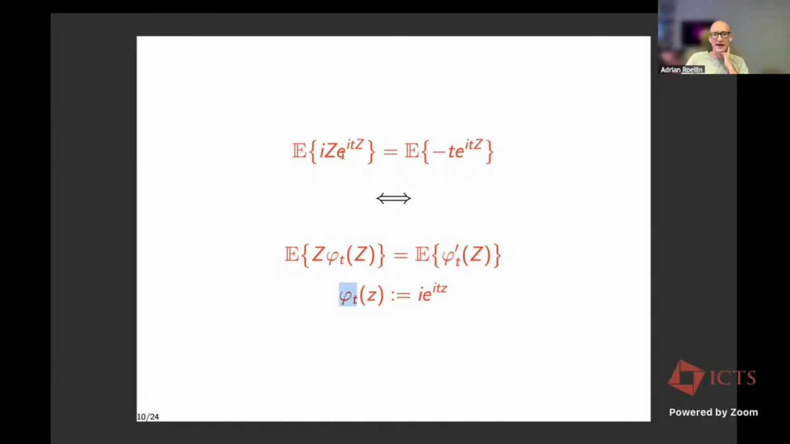You can recognize i e to the itz, that's just this function here, and we have the z left over. On the right-hand side, this minus t e to the itz can be written as phi prime. If you take the derivative with respect to z here, we get an i t out, so the i squared will give you the minus sign, and the t will come out. That's just rewriting this, but now we work with random variables directly rather than having to work with functions.